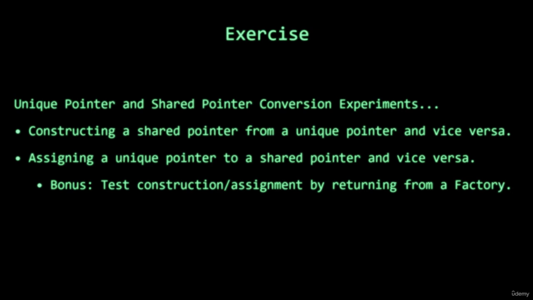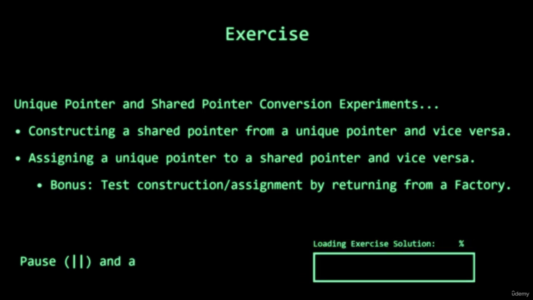At this point you should be ready to attempt this exercise based on what we've discussed in previous lectures. So what I'd like you to test and observe is the construction of a shared pointer from a unique pointer and vice versa. Similarly with assignment, go and test assigning a unique pointer to a shared pointer and vice versa. And as a bonus, you can also test the construction and assignment by returning from a factory function that is going to construct and return either a unique pointer that you assign or construct to a shared pointer and vice versa. These are basically the things that we will cover in this lecture, but go ahead and try this by yourself as an exercise before we continue.